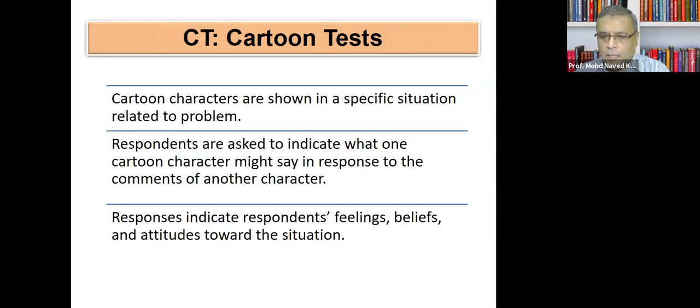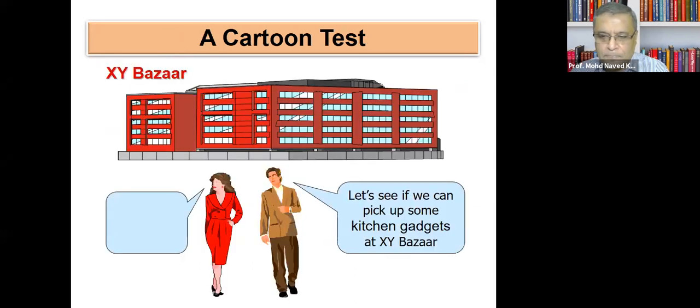So as far as cartoon tests are concerned, certain cartoon characters are presented to the respondents, and these characters are shown in a particular situation. Then we ask the respondents to indicate what exactly one cartoon character is saying to the other character shown in that picture. So whatever responses emerge basically tell us something about the feelings, beliefs, opinions, or attitude that these characters have towards that particular situation. Now look at this example.